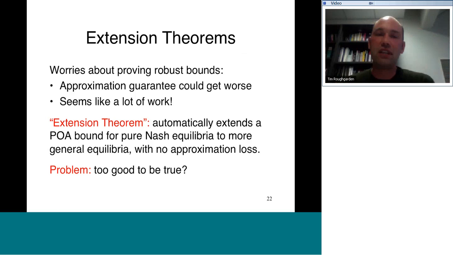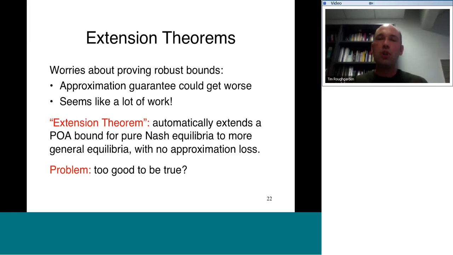And indeed, in full generality, it absolutely is too good to be true. It's not difficult to exhibit games where, say, mixed Nash equilibria are just fundamentally worse than the pure Nash equilibria. And when you have a separation between equilibrium concepts like that, there's not going to be a lossless extension theorem. So the question then is, are there any conditions under which you can salvage an extension theorem? When I say conditions, maybe you think, oh, special domains, special assumptions on the payoffs and so on.